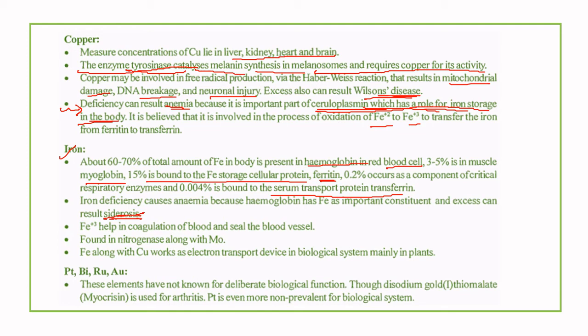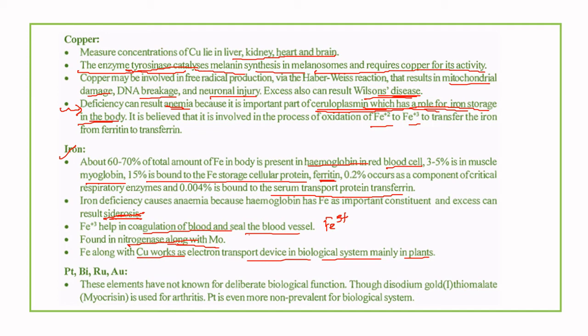Fe3+, that is ferric, helps in coagulation of blood and seals the blood vessels. It is found in nitrogenase along with molybdenum. Iron along with copper works as an electron transport device in biological systems, mainly in plants. Iron electron transport proteins include rubredoxin, 4Fe-S, and plastocyanin, which we will discuss.